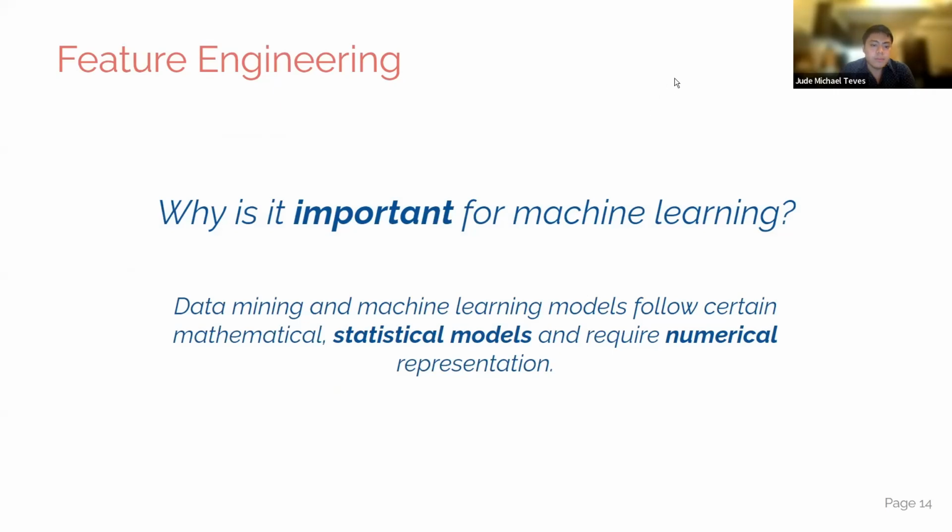So why is it important for machine learning? Well, data mining and machine learning require mathematical representation. It has to be in numbers. So if, for example, your data is in text, you have to convert it into numbers first. So you have to do these things. You have to manipulate the data. You can't feed it as it is.